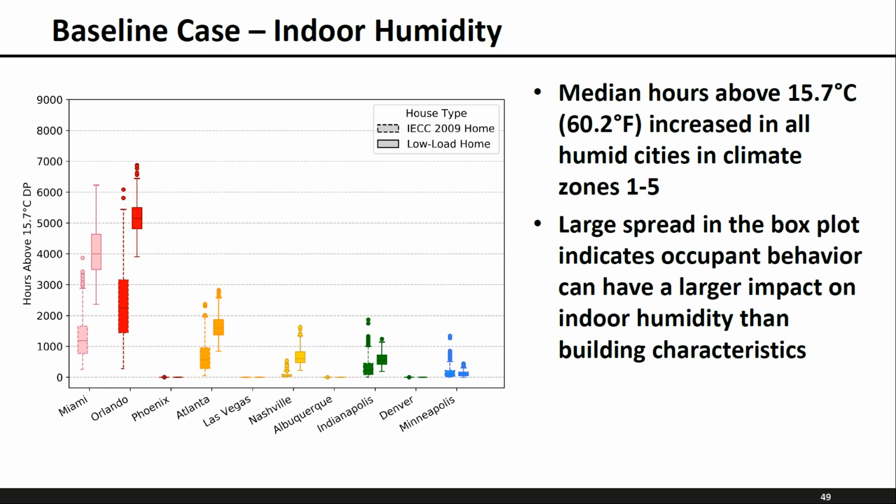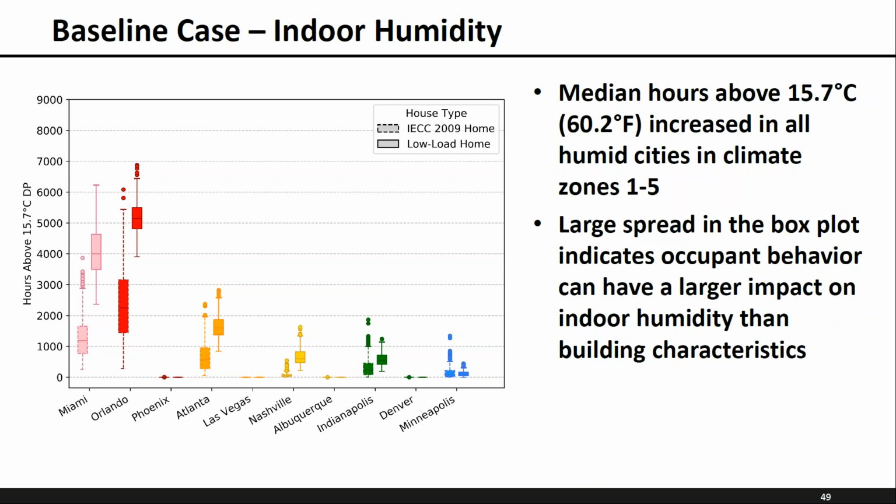However, there are significant differences between the IECC 2009 home and the low-load home for Miami, Orlando, Atlanta, Nashville, and Indianapolis. And it's these cities that will really be the main focus of further analysis. The median hours above our dew point threshold in a low-load home definitely exceeded that of the IECC 2009 home. And this indicates that low-load homes of similar construction to the one in our study are likely to have higher humidity than standard construction homes.